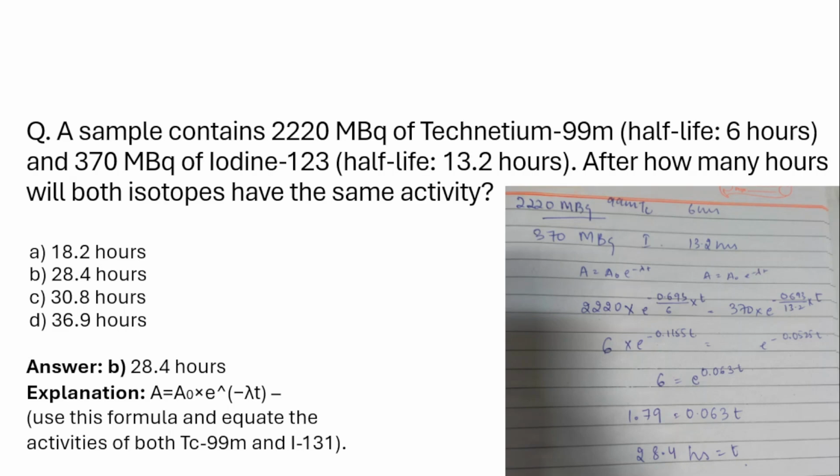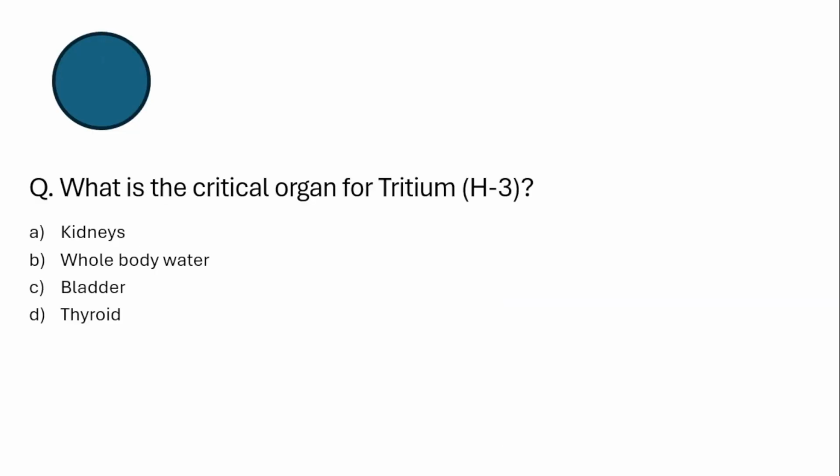So here you can see the solution of the question. We have equated the activities of technetium 99 as well as of iodine 123, and we are finding the time after which the activity will become the same for both of them. So the answer will be 28.4 hours.